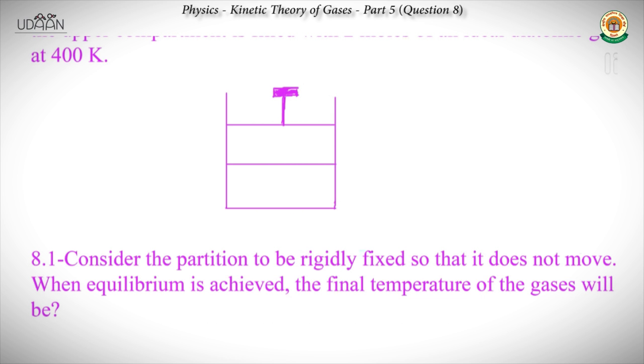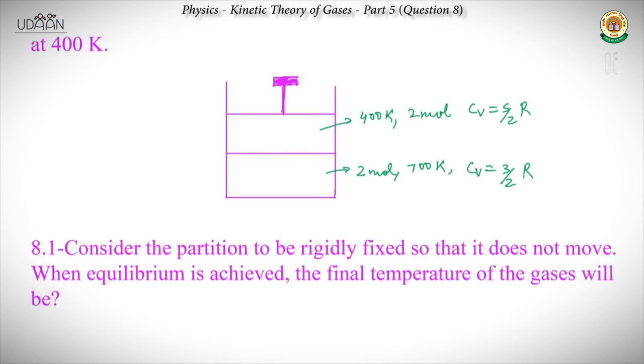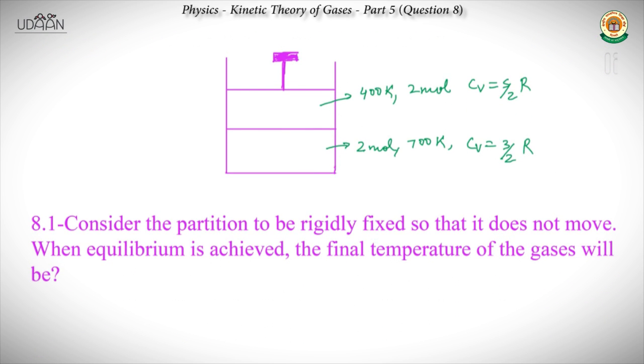So let's write down the data here first, whatever we have. In the upper one, we have a gas at 400 Kelvin, 2 moles, whose CV would be equal to 5 by 2R because it is diatomic. And the lower compartment, we have 2 moles at 700 Kelvin, and CV would be equal to 3 by 2R. Right. Now let's see what kind of processes they might undergo.